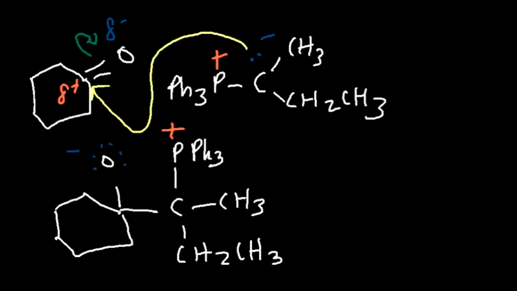And then what's going to happen next is this negatively charged oxygen atom is going to attack the positively charged phosphorus group to form a four-membered ring known as a betaine group.